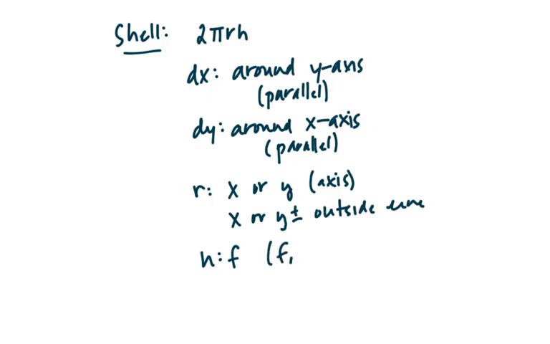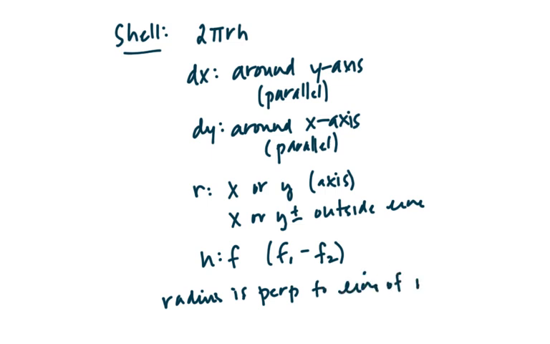Sometimes it could be function 1 minus function 2. Again, your radius is perpendicular to the line of rotation. So if you can figure that out, it'll help you immensely. The radius is perpendicular to the line of rotation. I would pause and screenshot both of these, maybe rewind. These are the best hints I can give you.